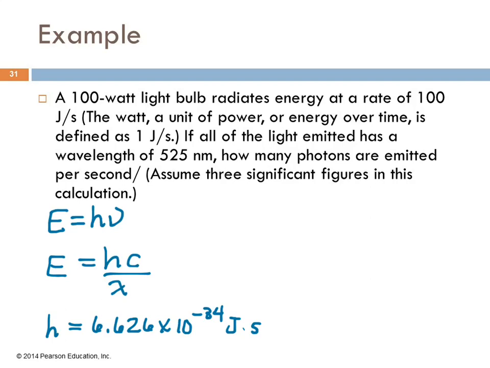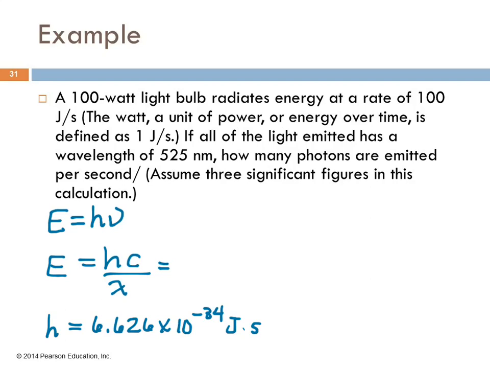So that's the information we had. So we've got 100 joules per second, and we're wanting to know how many photons are emitted per second, and we've got a wavelength. What could we calculate? We could calculate the frequency. Could we calculate the energy of 1 photon of light? Yes, we could, thank you.